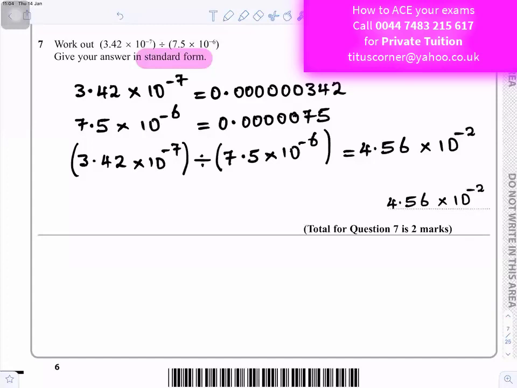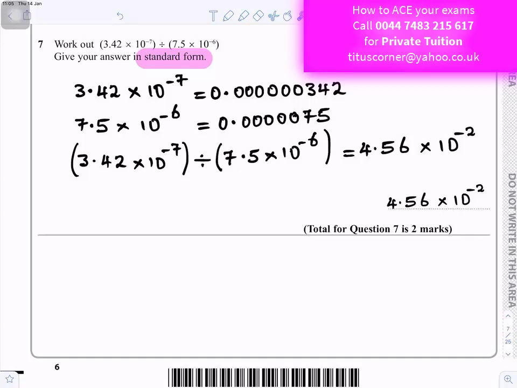Question number 7. Work out 3.42 times 10 to the minus 7 divided by 7.5 times 10 to the minus 6. Give your answer in standard form. You can just put this in your calculator and it will give you the answer, and you can use your calculator to change the answer to standard form. You will use the number format in your calculator.